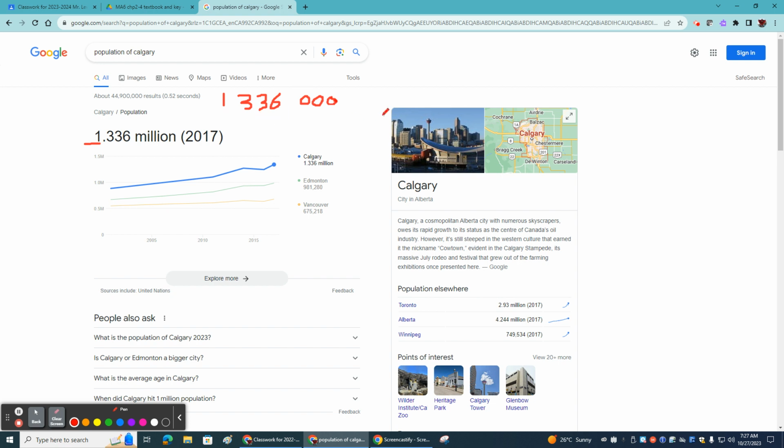1,336,000. Okay. You can actually see over here in the margin, they gave us some more decimal millions. Toronto is 2.93 million. Alberta as a whole province is 4.244 million. Winnipeg, it has 0 millions. So you would actually write this decimal million like this, 0.7 million in Winnipeg.